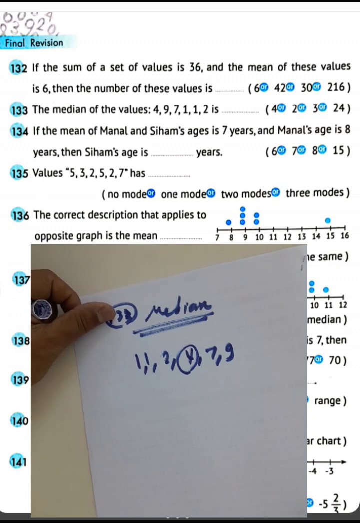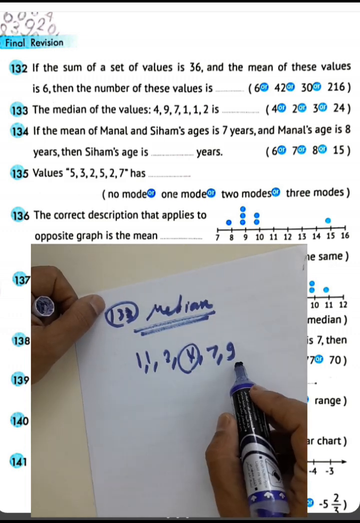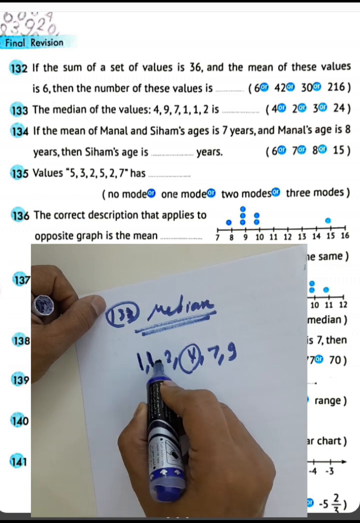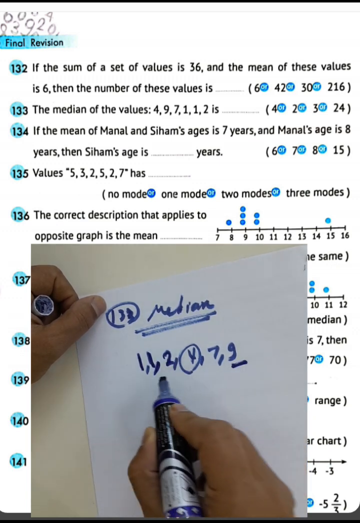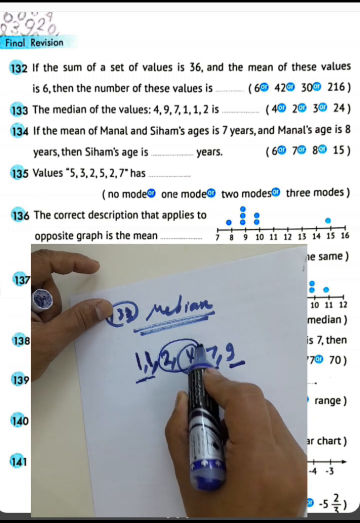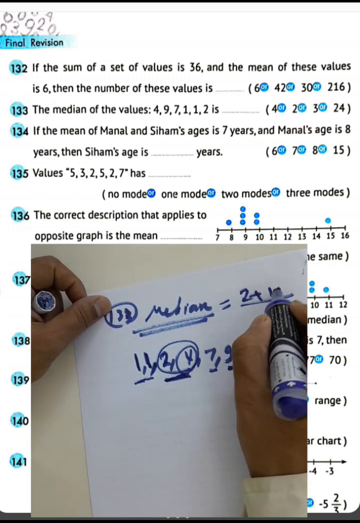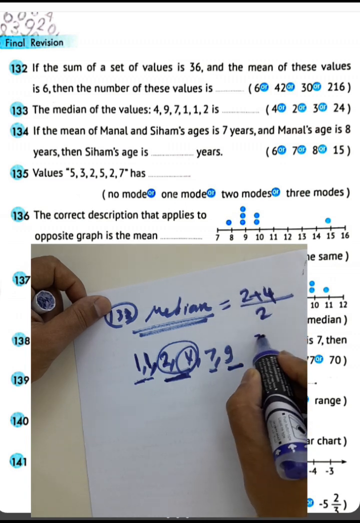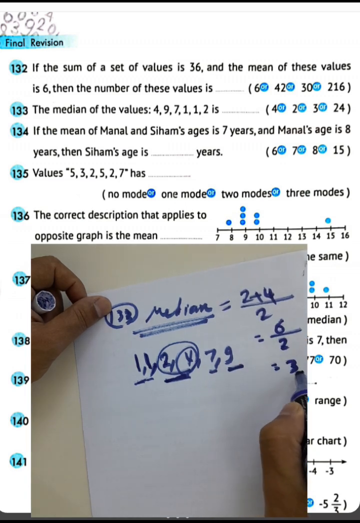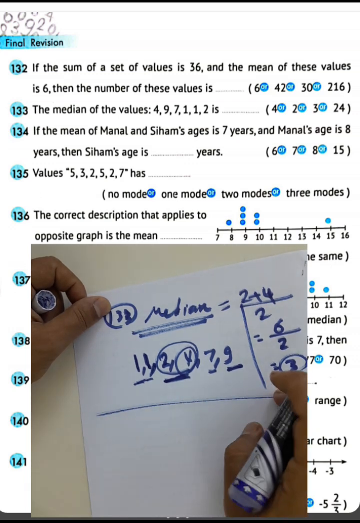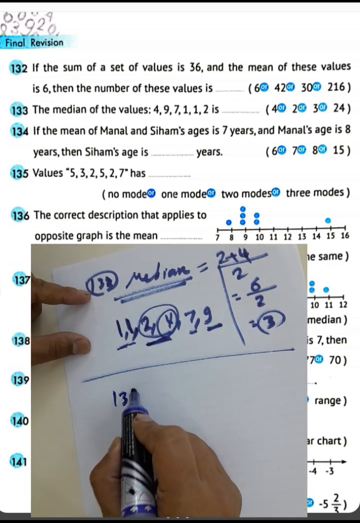About question 133, the median here, again we have 1, 1, 2, 4, 7, and 9. Sorry, it's 1 and the 2. Cancel digit by digit, but we have 4 and 2 in the middle. So the median will be 2 plus 4 divided by 2. It will be 6 divided by 2 equals 3. This is the median, it will be equal 3.